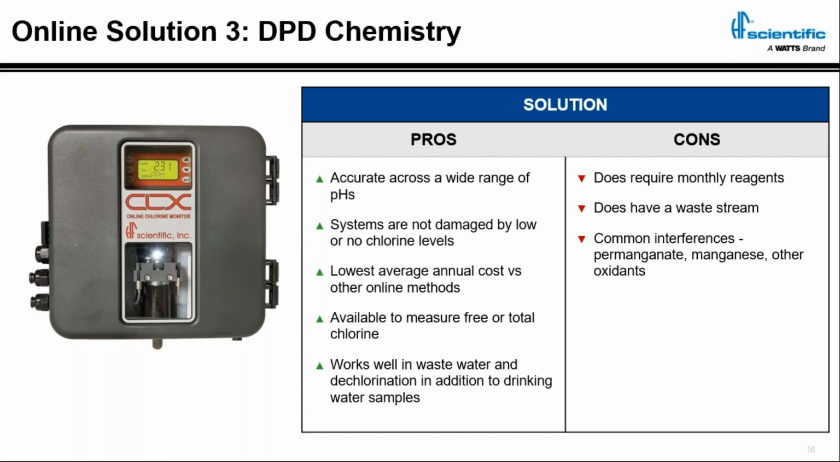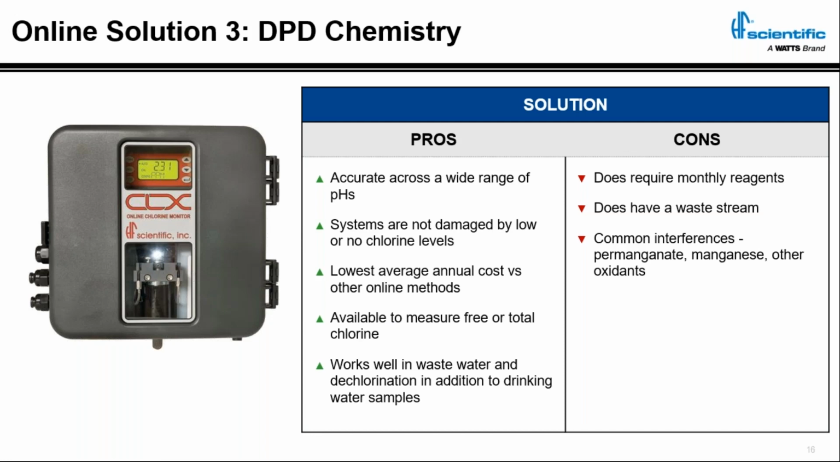And the last online method that we want to discuss is the DPD chemistry. In the same way we discussed it in the laboratory, there's an online version available of the DPD analyzer. This takes the same measurement that we discussed earlier, and it does not require pH compensation because the DPD reagent already adjusts the pH for the measurement. So it's valid with very low error across a wide range of pH and temperatures.